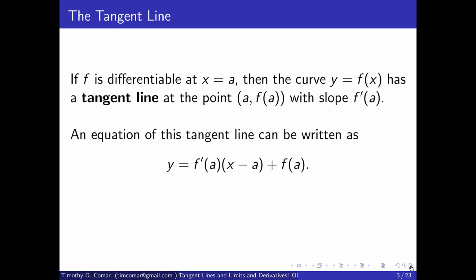On the geometric side, if f is differentiable at a, then the curve y equals f of x has a tangent line at the point a, f of a, with a slope of f prime of a. And an equation of this tangent line can be written in the point slope form as y equals f prime of a, the slope, times x minus a, the x coordinate of the point, plus f of a, the y coordinate of the point.